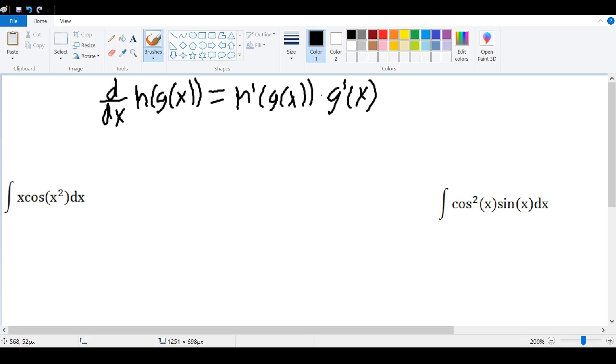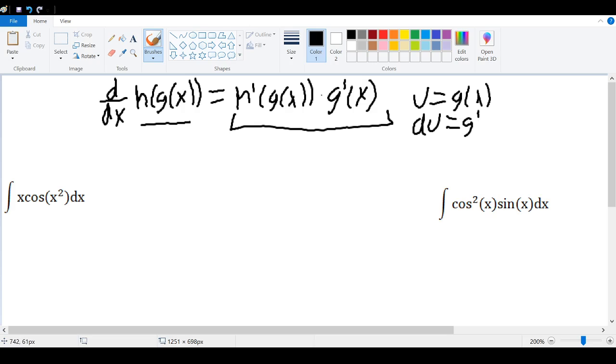And so if we have an integral that looks like this, then we can just use the fundamental theorem of calculus to find its antiderivative, which would be this. And so what U-substitution is, it's a way to undo the chain rule. Typically, you would set u equal to g of x, and then du would equal g prime of x dx.